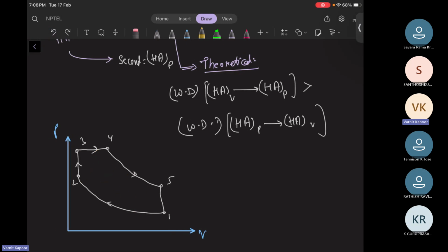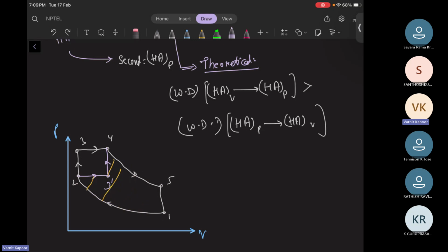Then I say that my next cycle will be like, first I go from 1 to 2, then I add the heat at constant pressure 3 dash, and then I add the heat at constant volume 3 to 4 dash. So the net work output for this cycle will be like this. So this cycle is looking something like this: 1 to 2, 2 to 3, 3 to 4, and 4 to 5, and 5 to 1. This is your net cycle.